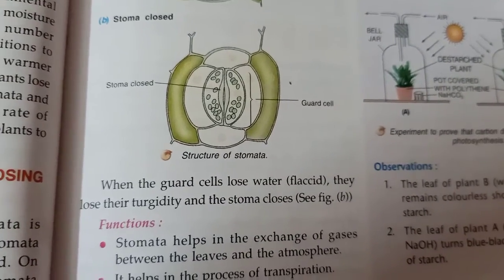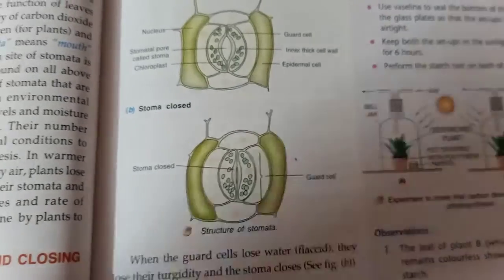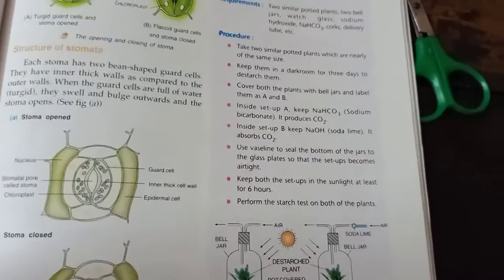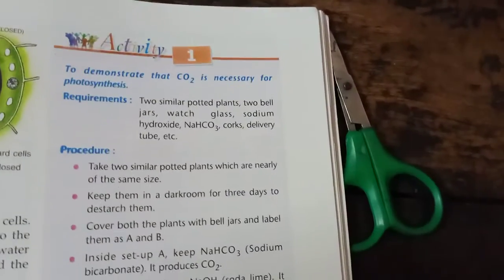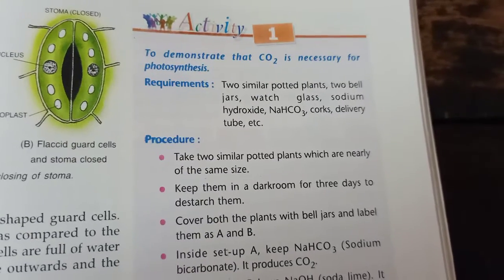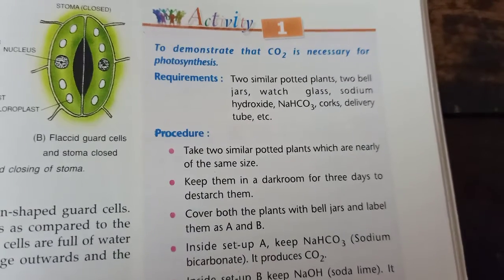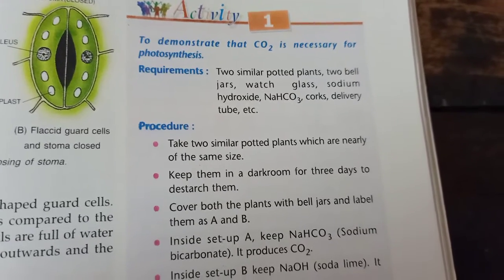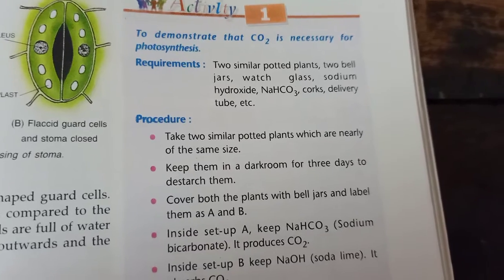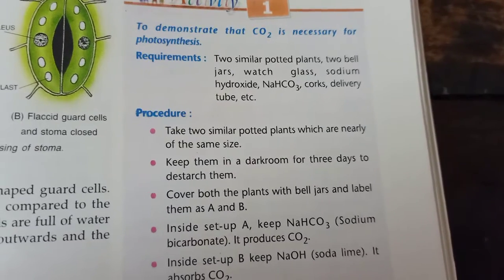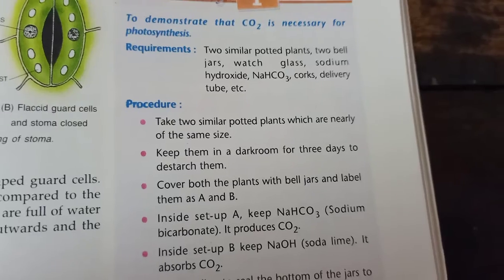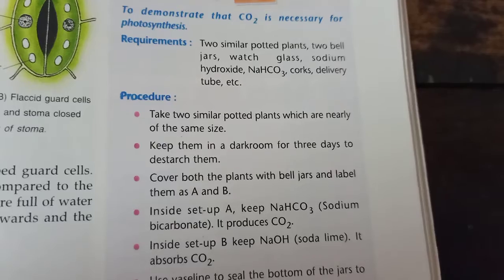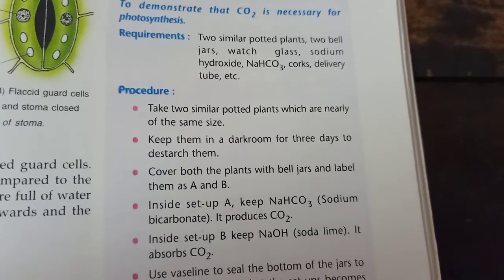Now there is an activity for you. You have to see this activity, understand it, and write it in your copies as well. This is activity 1, to demonstrate that carbon dioxide is necessary for photosynthesis. For this, the requirements are 2 similar potted plants, 2 bell jars, watch glass, sodium hydroxide, sodium bicarbonate, corks for closing it, delivery tube, etc.